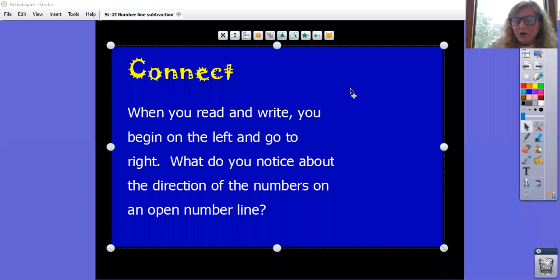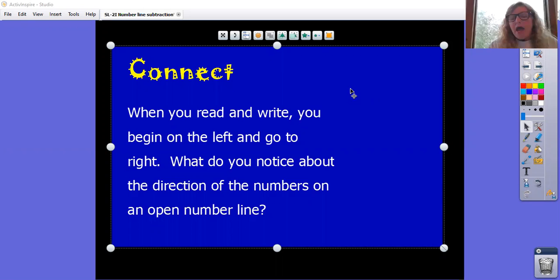Okay, but first I want you to think about when you read and write, you begin on the left and you go to the right. Other right, homophones. What do you notice about the direction of the numbers on the open number line? Well, you probably said that they get higher, or they go from lower to higher. Now, that is true. So we're going to be learning about subtracting on a number line today.